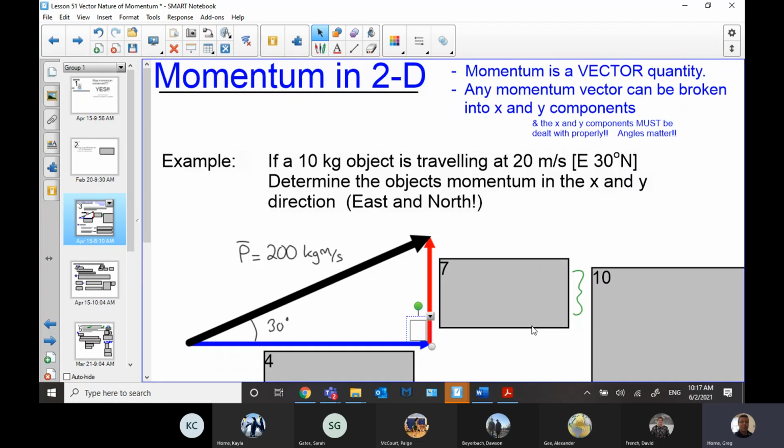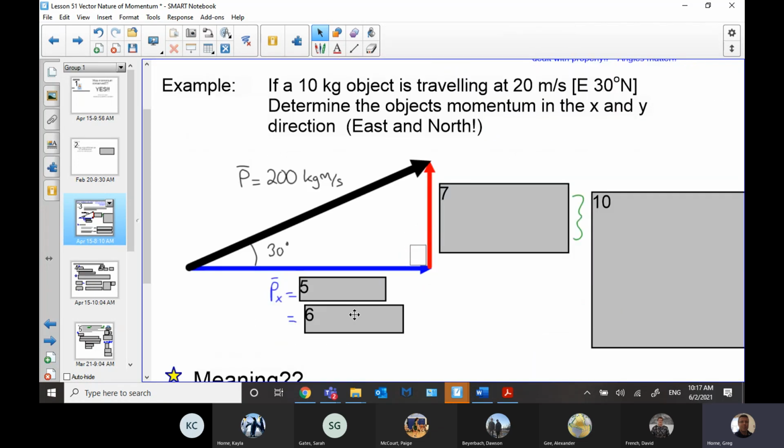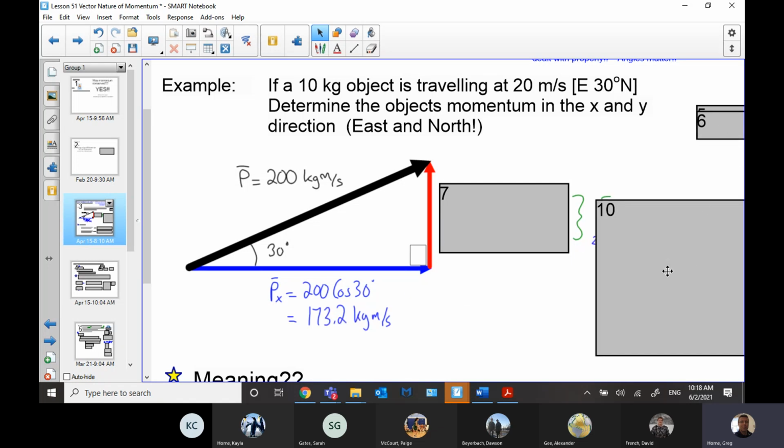So, momentum in the x direction. We look at the x, the blue vector here, and we're adjacent to that 30 degrees. So in physics, we tend to just write out that it's going to be the 200 times what? Anyone? Cos of 30 degrees. You got it, because we're adjacent, it's cos. You should be able to just jump right to that. Same for this one here.